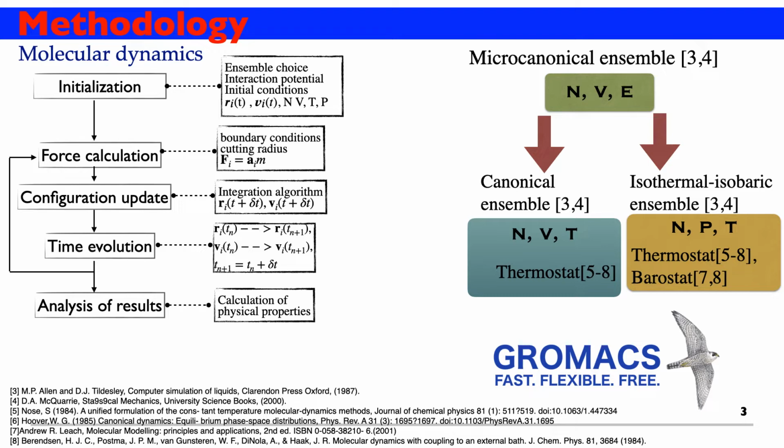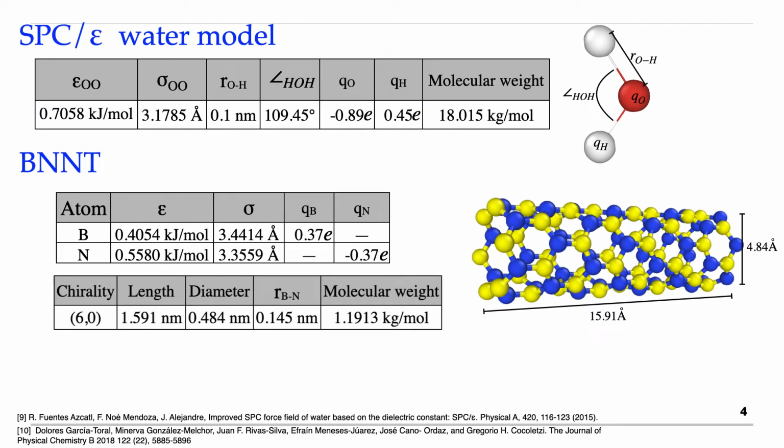To develop these studies, there are several simulation packages. We use GROMACS. For this, it's necessary to have the parameters to model water molecules and nanotubes. For the water, we use the SPC/E model, while for the nanotubes we take the parameters from the literature. In this work, we use a zigzag type nanotube whose index is 60, and the length of the nanotube is 1591 Angstrom.